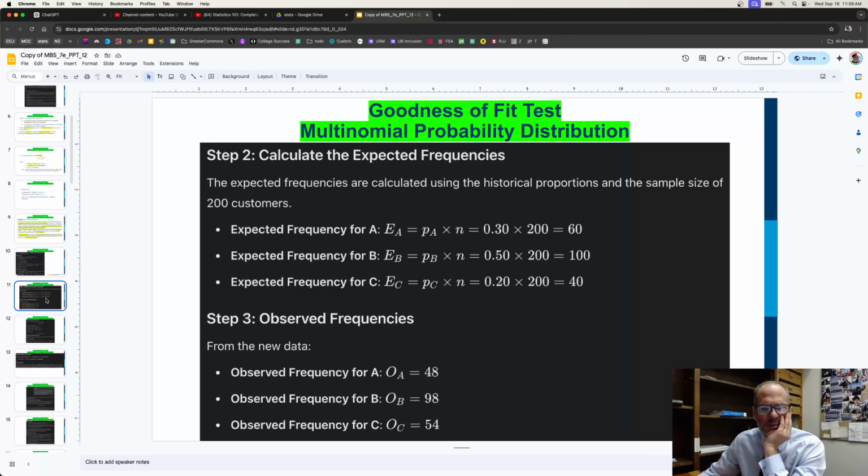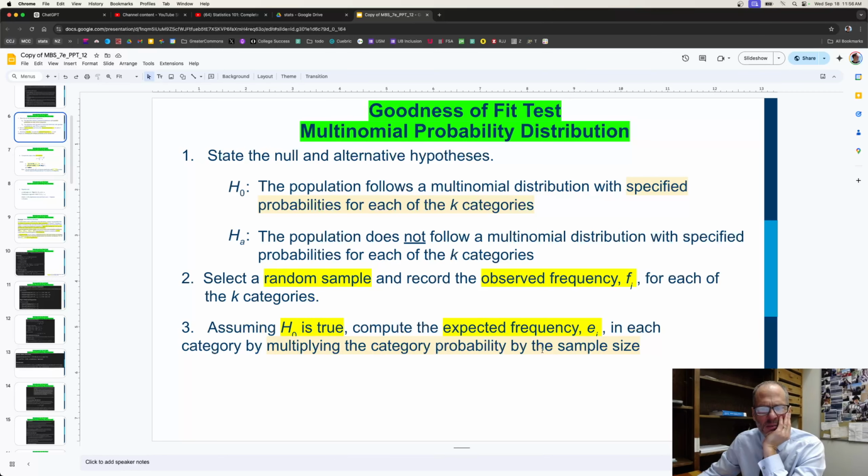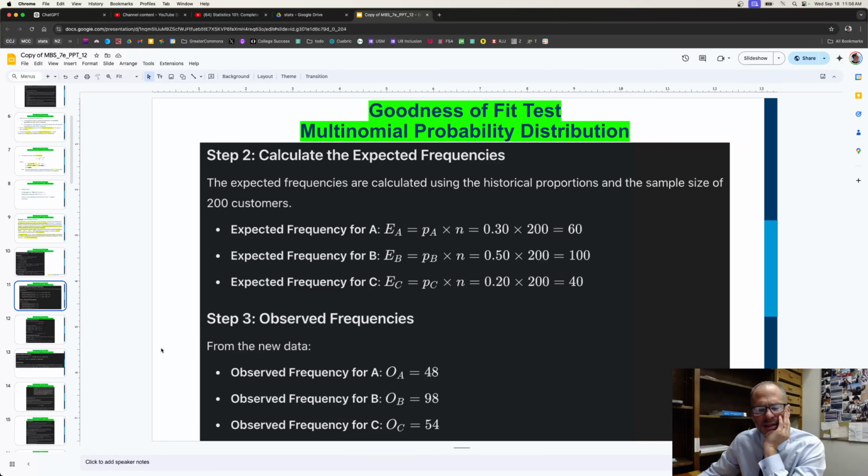So here we go. Calculate the expected frequencies. And if you remember, we read about expected frequencies here. Expected frequencies, multiplying the category probability by the sample size. And so if this is the category probability of A, B, and C, and this is the sample size, then we're expecting to have 60 people out of 200 want product A, 100 people out of 200 want product B, and 40 people out of 200 want product C. That's what we're expecting when we ask 200 customers which product they want, because this is the current market share. It's the current way customers are buying stuff. 30% want A, 50% want B, 20% want C.